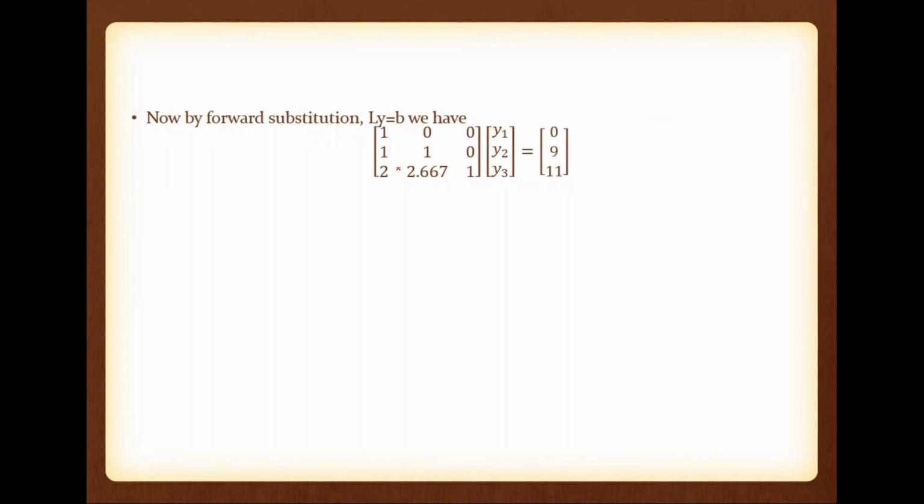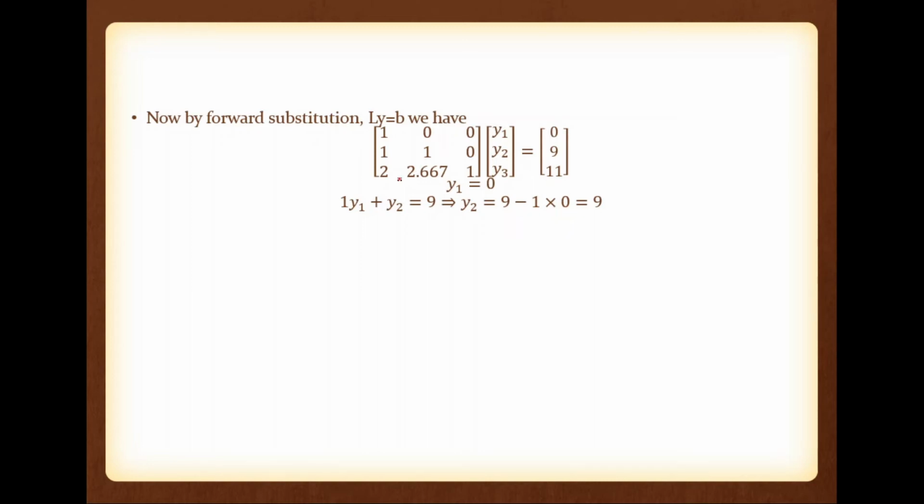So now, by using Ly is equal to B, we are going to find the y value. What is L? 1 0 0, 1 1 0, 2 2.667 1 into y1 y2 y3 equal to 0 9 11. So here we are going to use the forward substitution. So first use the first row. So y1 is equal to 0. Now use the second row. y1 plus y2 equal to 9. But y1 is 0. So y2 equal to 9 minus 1 into 0, that is 9.